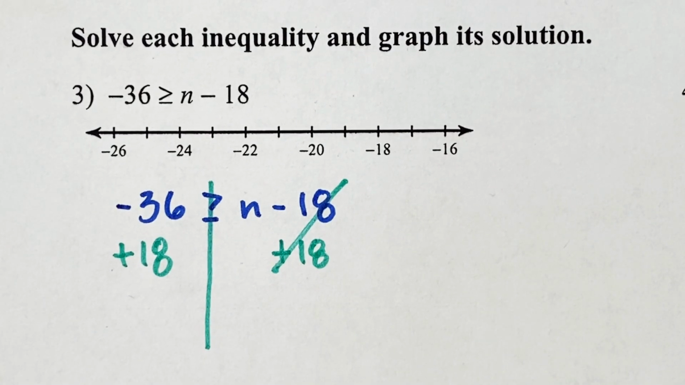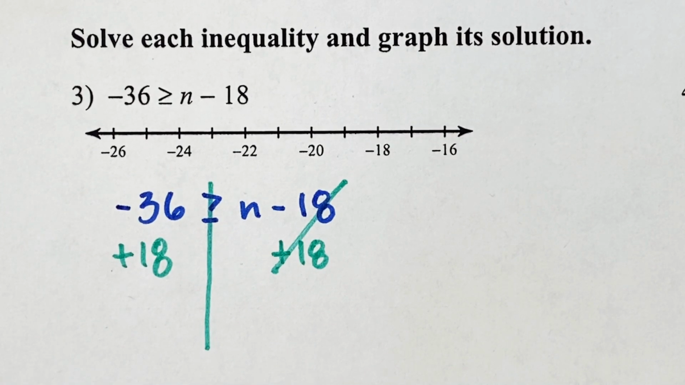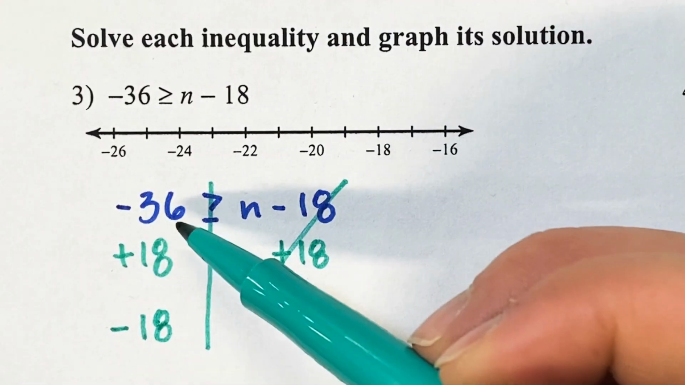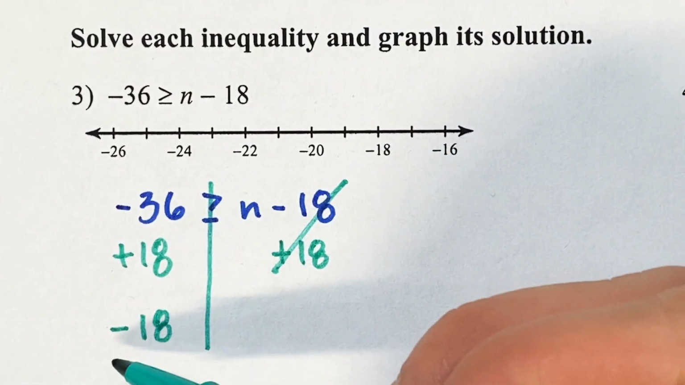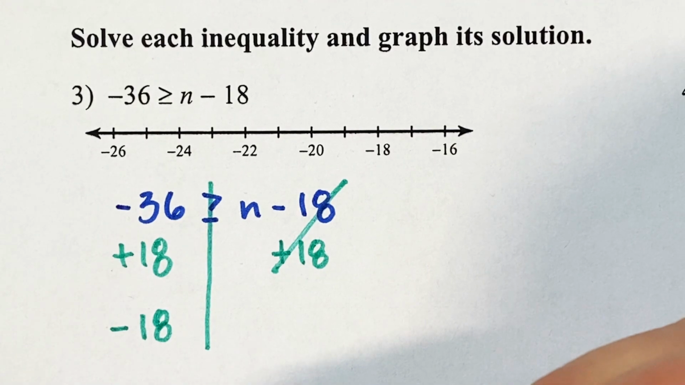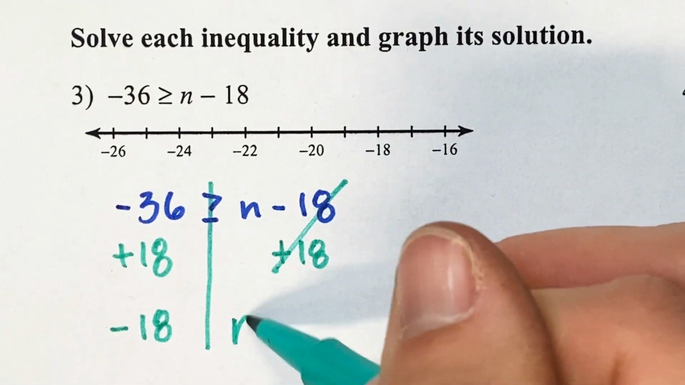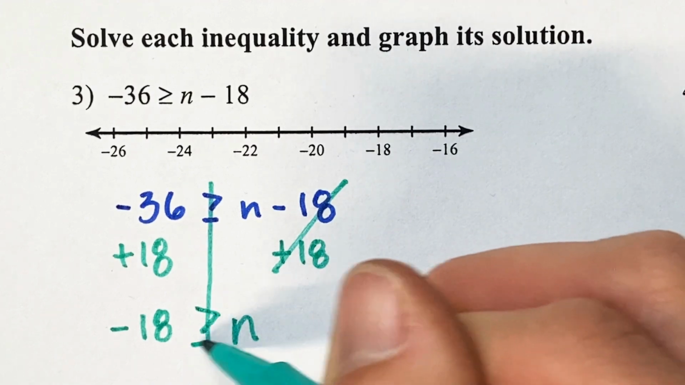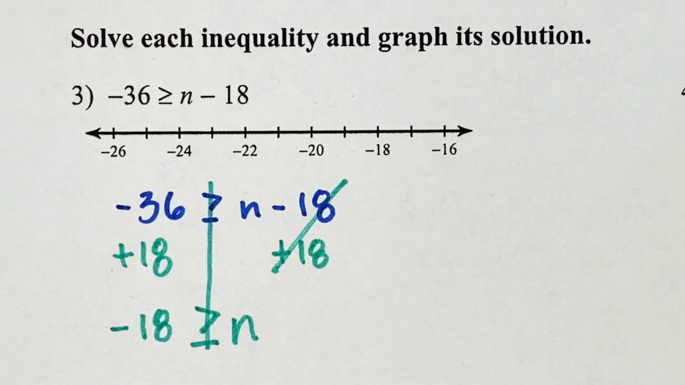Okay, so now, what is -36 plus 18? You can always use a calculator. -36, we're in the negatives. We're moving towards the positives. We're going to end at -18. Okay, so -36 plus 18 gives me -18. Okay, on this side, all that's left is that n. Okay, copy down your sign, it's still greater than or equal to, and there we go.